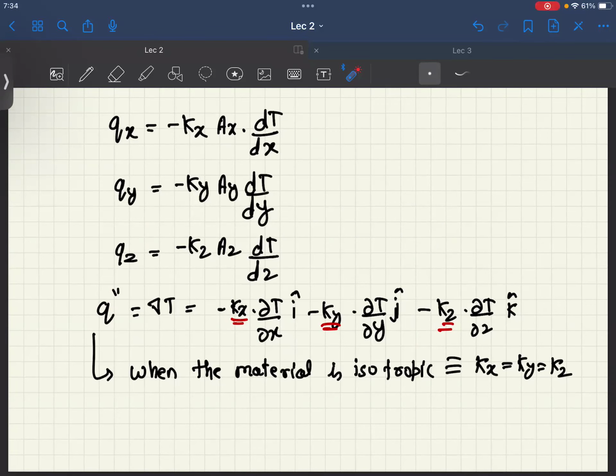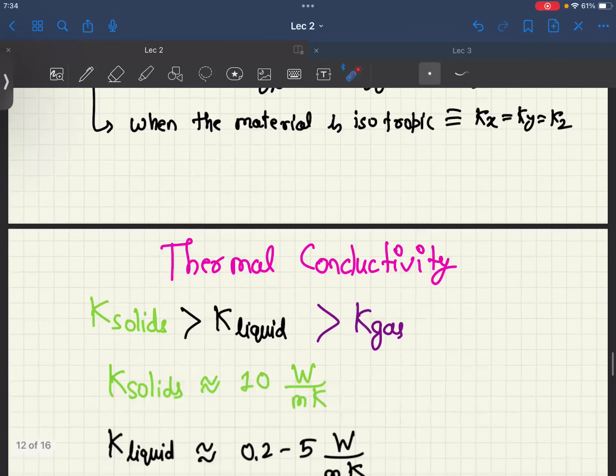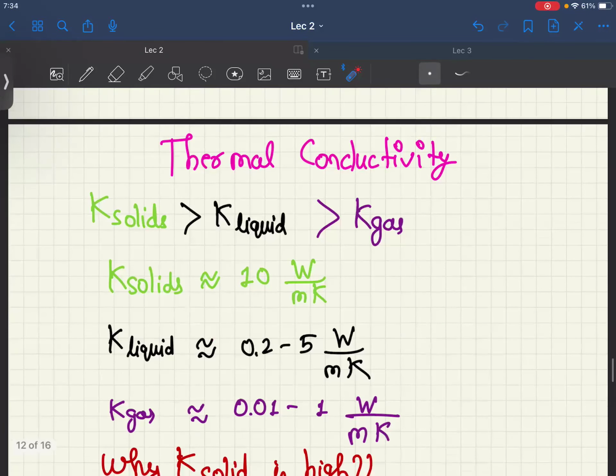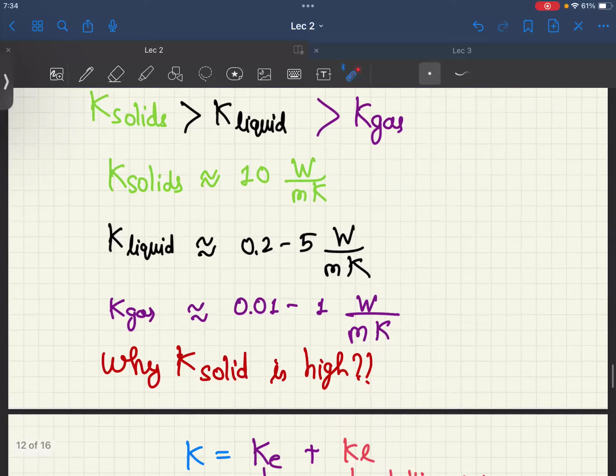So now let us look at the next slide, which is thermal conductivity. So what is the order of relation between thermal conductivity of solid, thermal conductivity of gas, and thermal conductivity of liquid, right? It just so happens that thermal conductivity is a property that essentially captures the ability of a system to actually conduct heat. So this is very important.